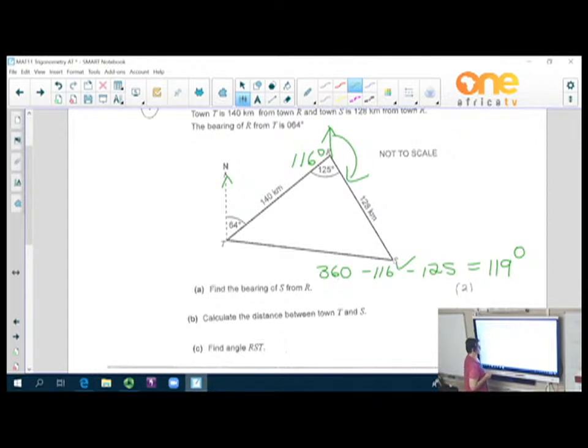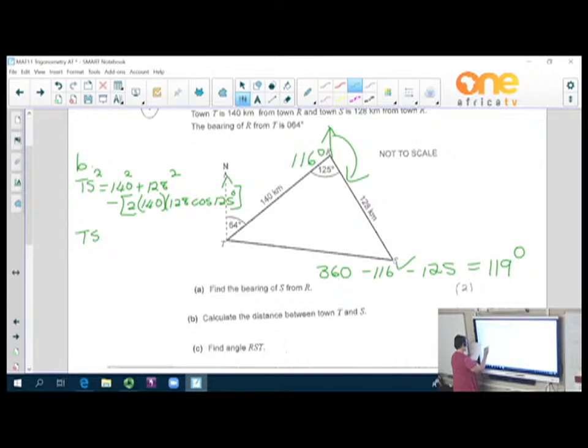Then calculate the distance between T and S. Which formula will I use? Third side, so it's again the cosine rule. So number B is now going to be TS squared, which is then equal to 140 squared plus 128 squared minus, in brackets, 2. Look at the minus there, 140 times 128 cosine 125 degrees, the included angle then there.